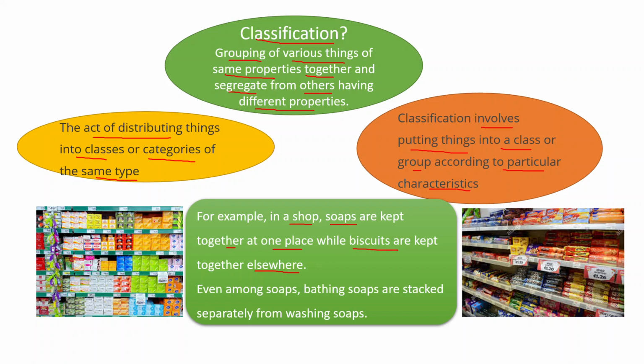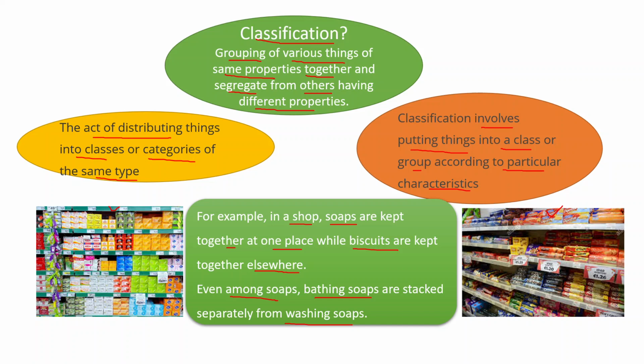You can see these are some diagrams. In this, these soaps are at one place and these biscuits are at one place. Even among soaps, bathing soaps are stacked separately from washing soaps because bathing soaps have different properties, different characteristics from the washing soaps. They are also grouped according to the brand name.